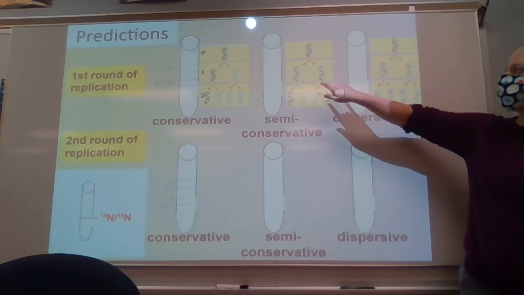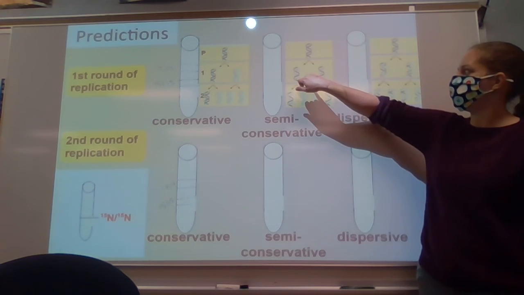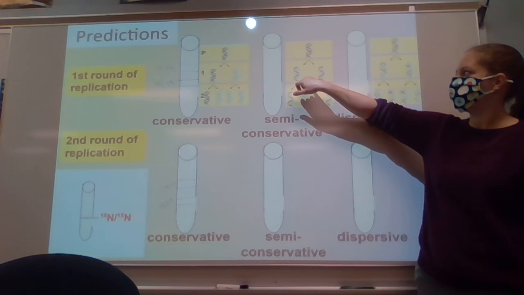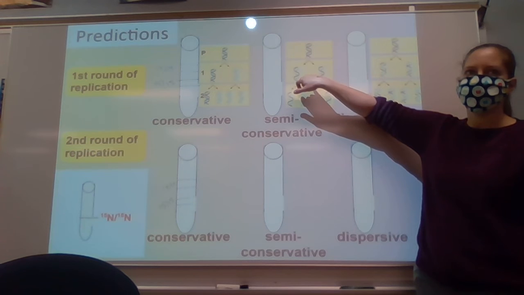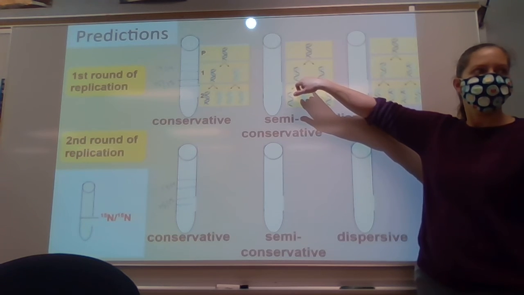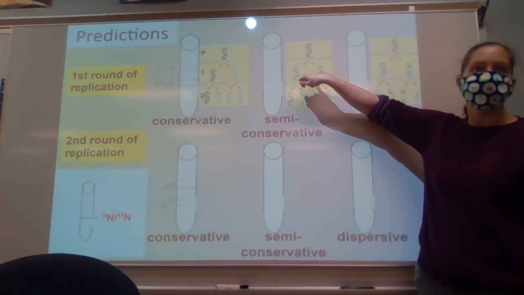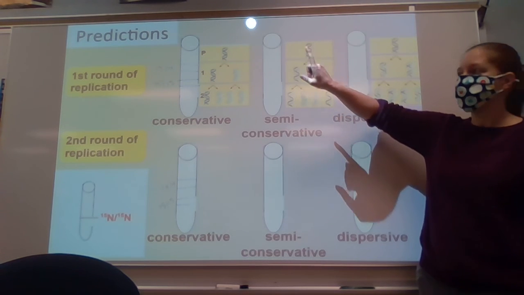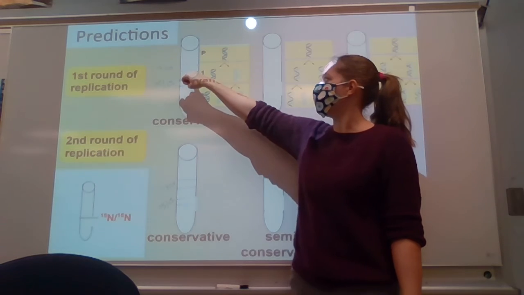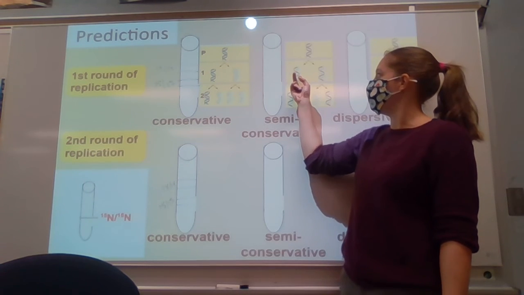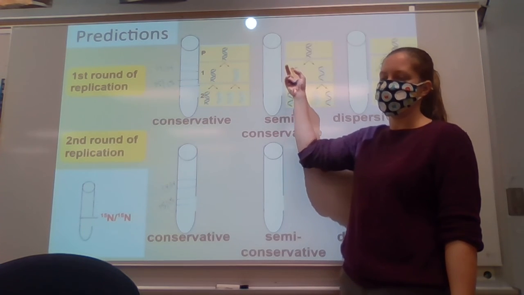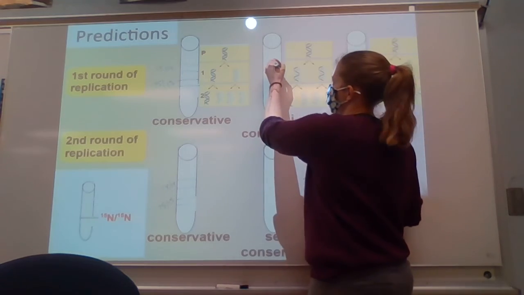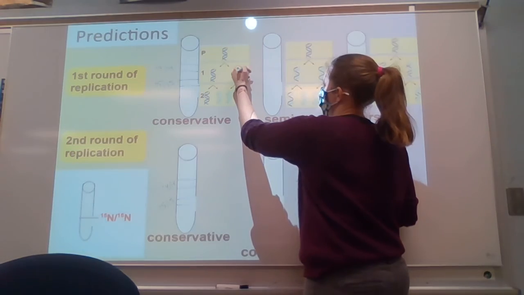Semi-conservative, after 1 round, what band or bands would you expect to see? You'd have how many bands? 1. And it would be somewhere in the middle. It would be right in the middle of this, right? Because half of the strand is old, made out of the heavy nitrogen, half of the strand is new, made out of light nitrogen. So 14, 15.